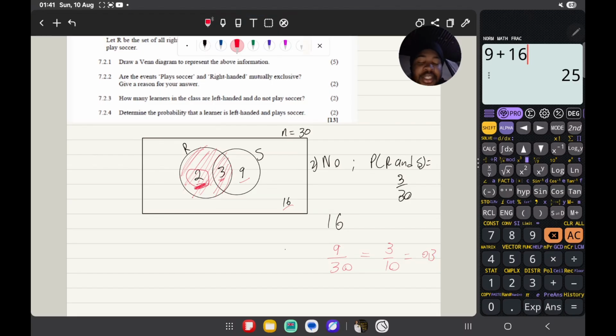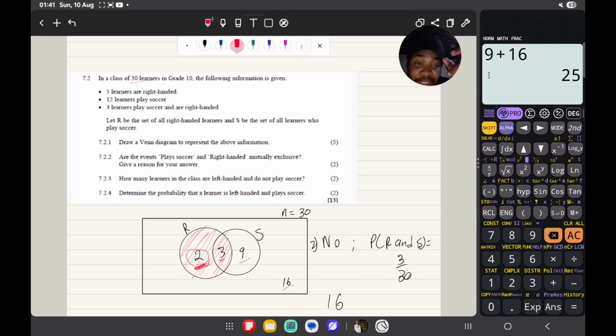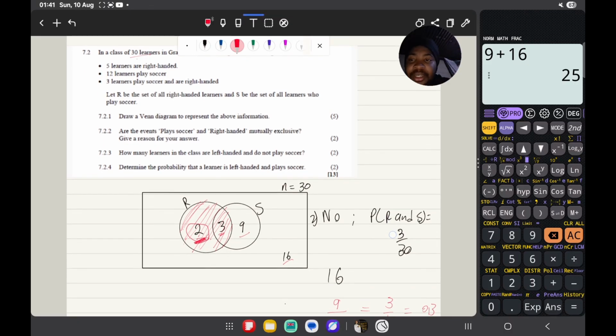Do you see, without the Venn diagram, it becomes a bit challenging to answer these questions, but with the help of the Venn diagram, it becomes way easier to even visualize and see them.